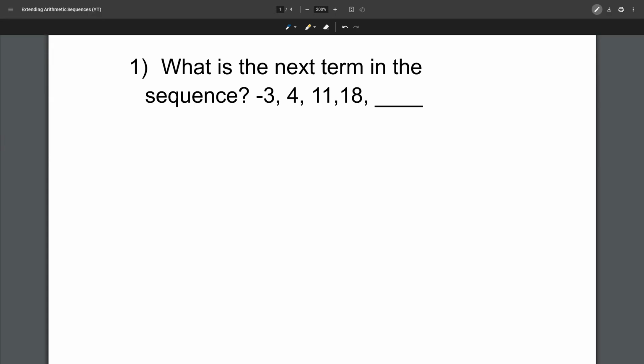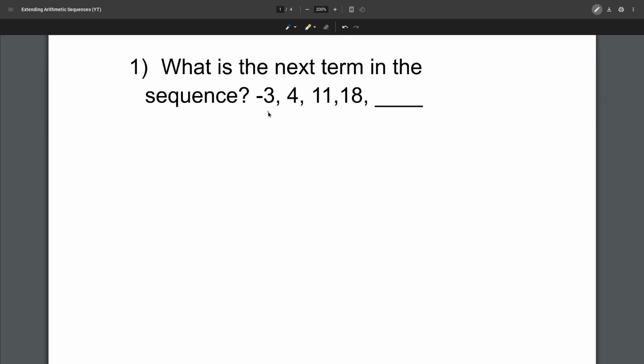An arithmetic sequence increases or decreases by the same amount from one term to the next term. So let's look at problem number 1. What is the next term in the sequence? We have our sequence: negative 3, 4, 11, 18.